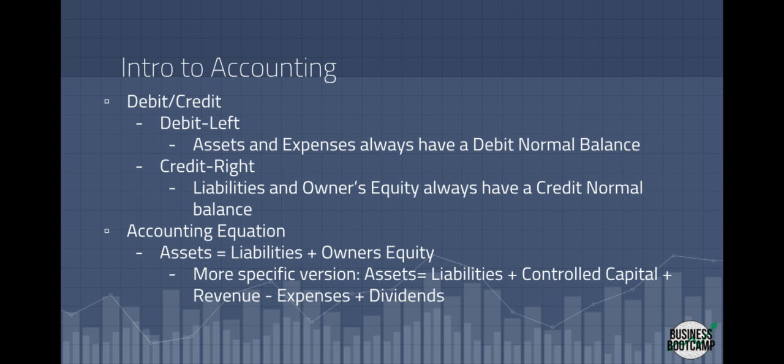A more exact and specific version of the formula, which will get you a more accurate answer, can be written as assets equals liabilities plus controlled plus capital plus revenue minus expenses plus dividends.